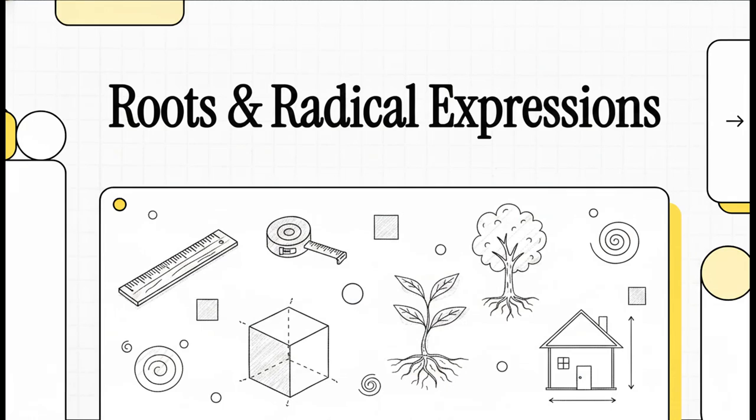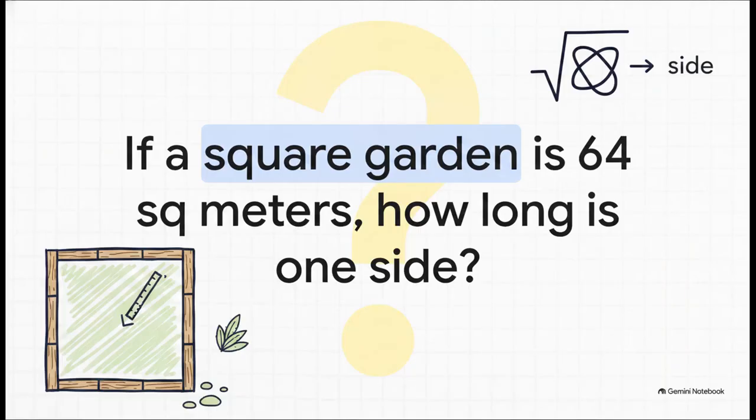Welcome to today's Explainer. We're going to take those abstract mathematical roots and radical expressions and anchor them right into tangible physical space. If you're used to just staring at these things as weird symbols on a page, today's a game changer. We're looking at exactly what they mean in the real world, why they were even invented in the first place, and how you can actually use them to measure and understand the physical space around you. Let's get into it.